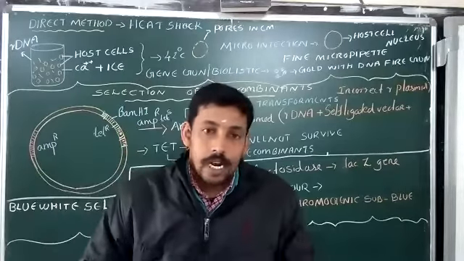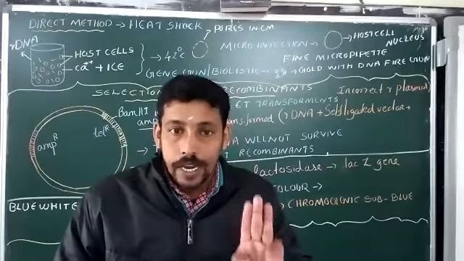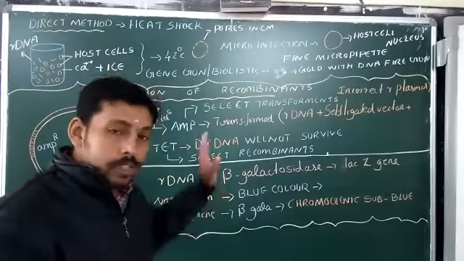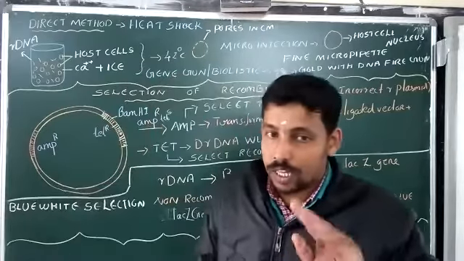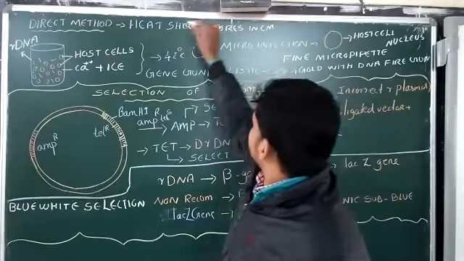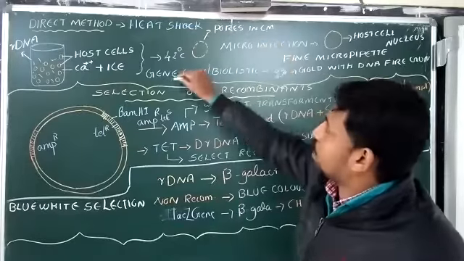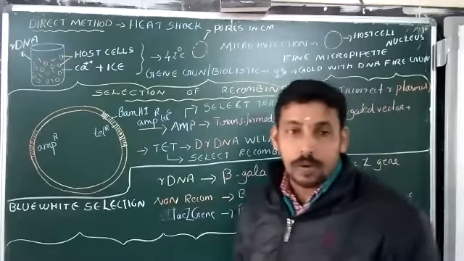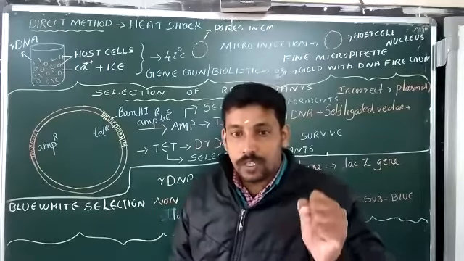There are different methods, but we have to study only 3 methods of direct gene transfer, and all of these are physical methods. We are not talking about any chemical methods. Only 3 physical methods. The first one is heat shock, another one is micro injection, and the third one is the gene gun or bioballistics. This heat shock is otherwise known as temperature shock.